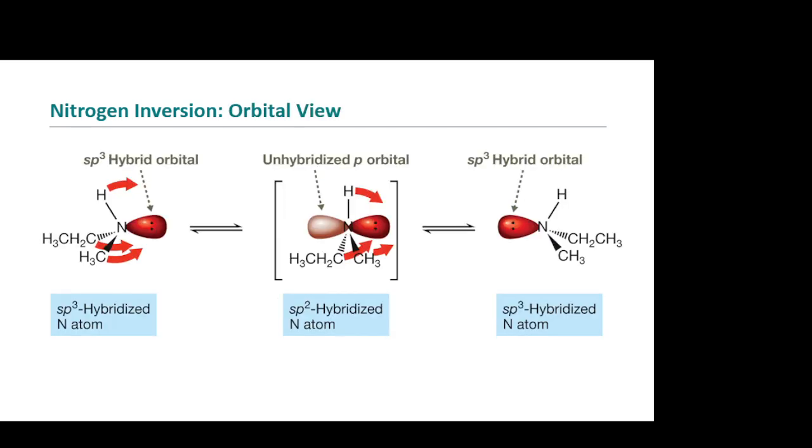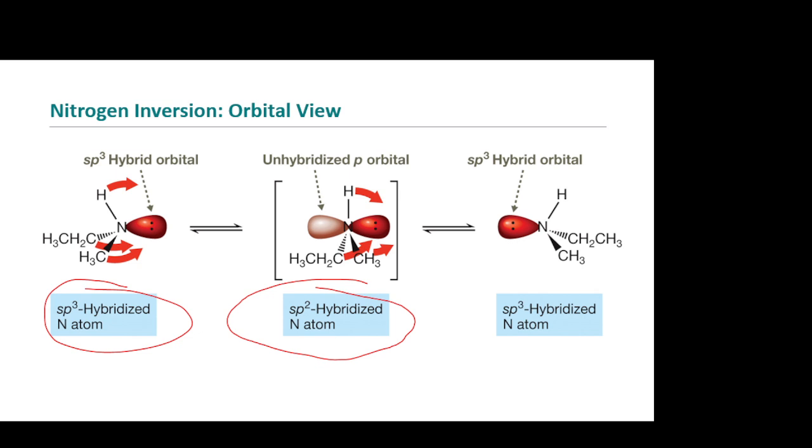This is actually the nitrogen inversion from an orbital view. And so what we see here is the sp3 hybridized nitrogen atom. And what happens is we can actually have that p orbital that was in the sp3, because it's just a lone pair, and lone pairs are very mobile and can move around really easy. We can actually have that revert back to a p orbital. Okay?